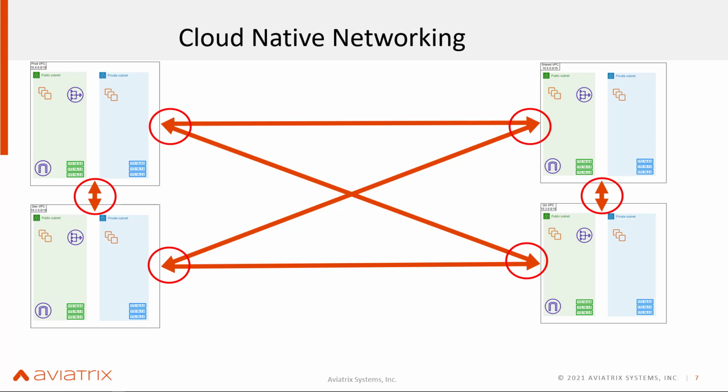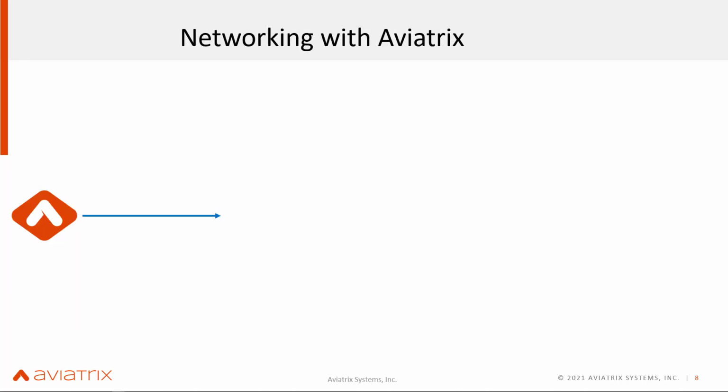For very small regional deployments, cloud-native networking can work, but the main takeaway from the cloud-native approach to networking is that it's an entirely manual process, and you have almost no visibility on what's happening inside and outside of that VPC or VNet. Let's transition to looking at networking using Aviatrix.